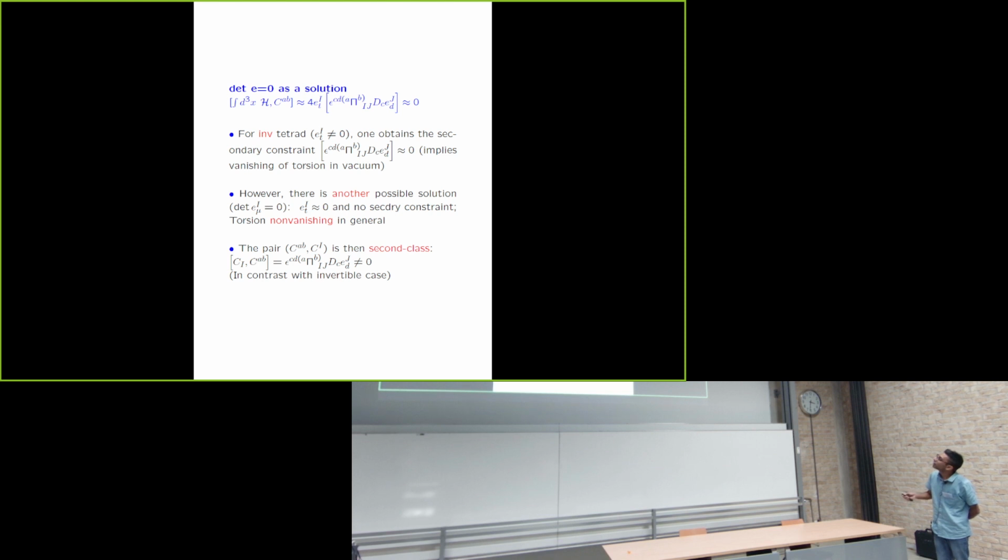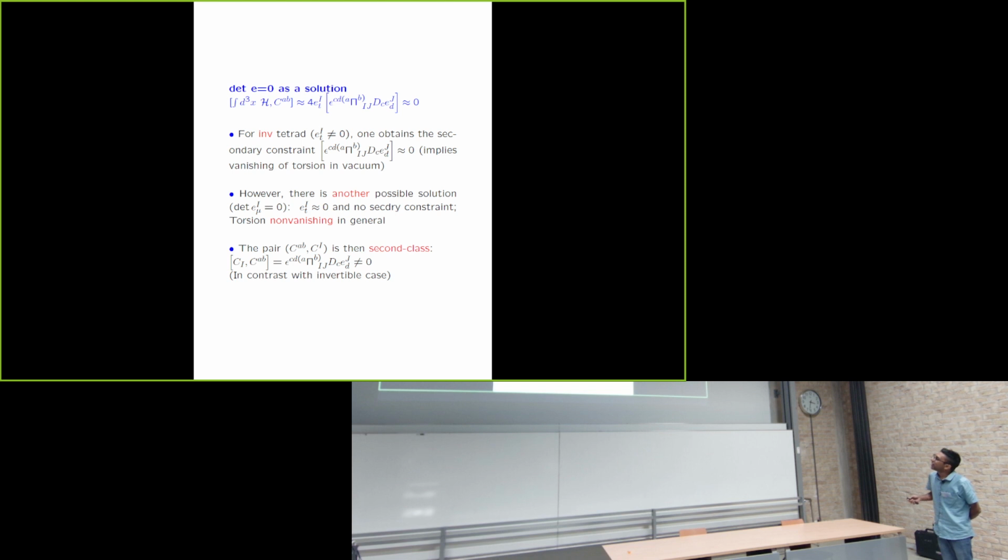So that's what is written here. For invertible tetrad, one obtains secondary constraints, which implies essentially the vanishing of torsion in vacuum. However, the other possible solution, corresponding to zero determinant, is that these e's themselves are 0, and then you don't have this secondary constraint anymore, so you don't have vanishing torsion in general.